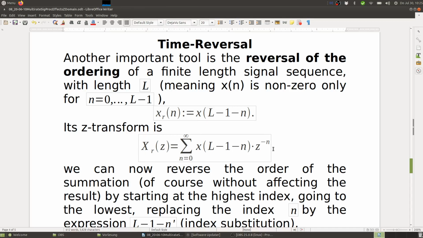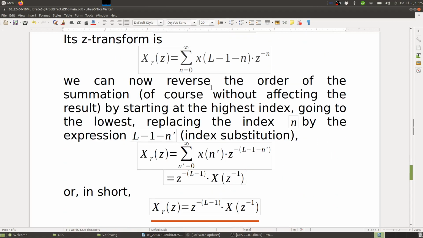Here is the Z-transform of this time reversed version. Everything is the same except for the index, which is flipped. We can now reverse the order of the summation, of course without affecting the result, by starting at the highest index and going to the lowest, replacing the index n by the expression L minus 1 minus n prime. That's our index substitution. So here we just reverse the ordering by doing this index substitution.